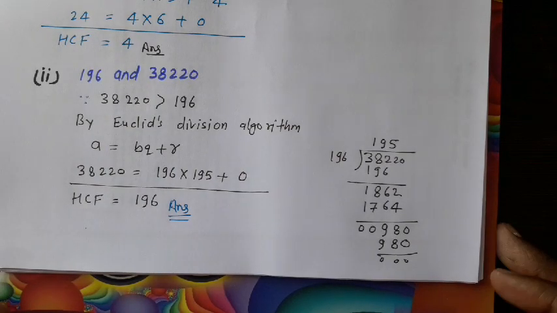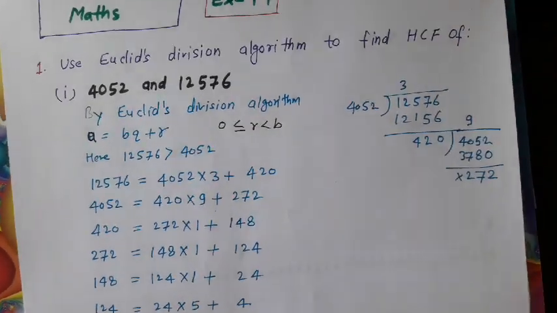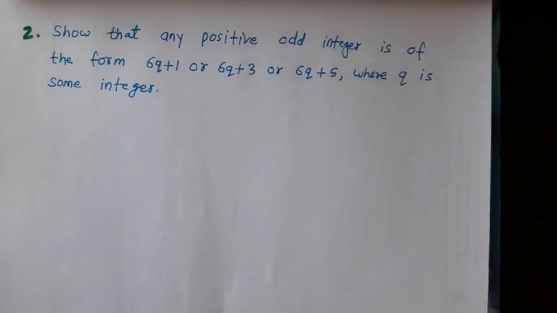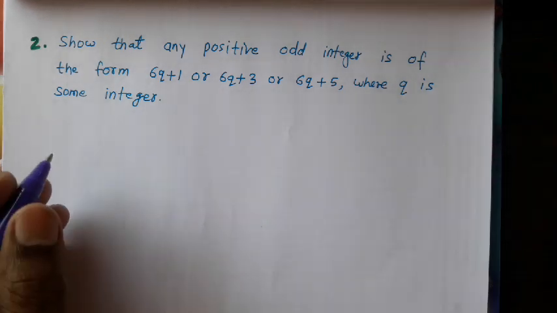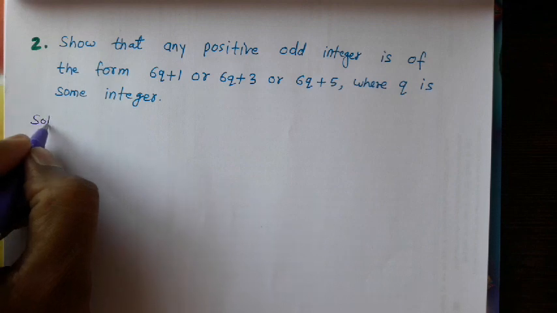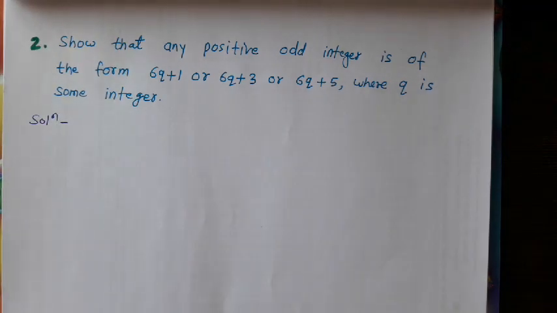Now the next question. Question number 2 is a word problem question, and it is an important question for the board examination. Its solution: the question is, show that any positive odd integer is of the form 6q plus 1, or 6q plus 3, or 6q plus 5, where q is some integer.